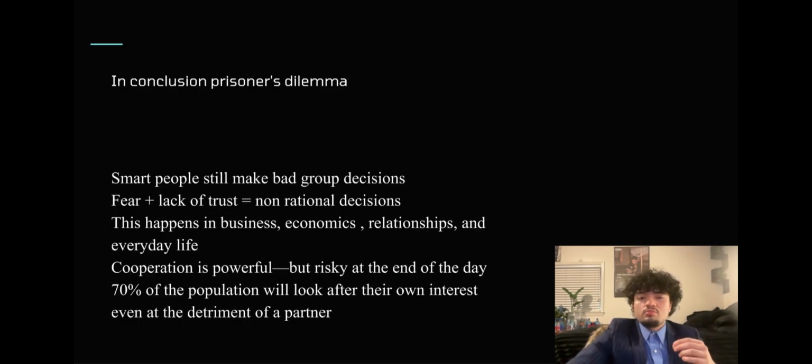In conclusion, prisoner's dilemma. Smart people still make bad group decisions. Why? Fear, lack of trust, no communication, and non-rational decision making. Like previously stated, this happens in business, economics, relationships, and everyday life. Cooperation is powerful, but risky. At the end of the day, 70% of the population will look at their best interest, even if that is at the detriment of their partner.